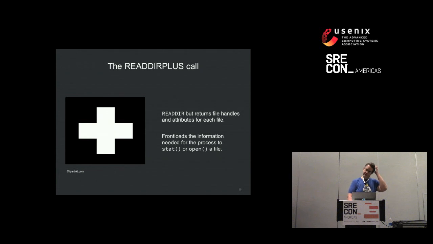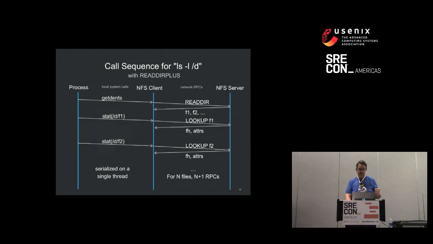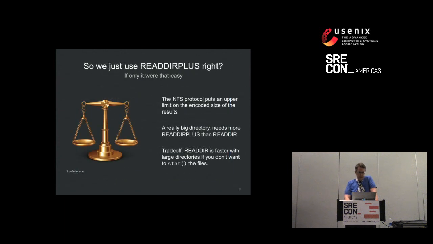So NFS has another feature called readdirplus. And what that does is it bundles up all of that together into one call. And so you get a list of file names, but also attributes. So you basically just do a single readdirplus call, and you get back a list of file names and attributes all together in one big bundle. So that's great. So we should just use it.